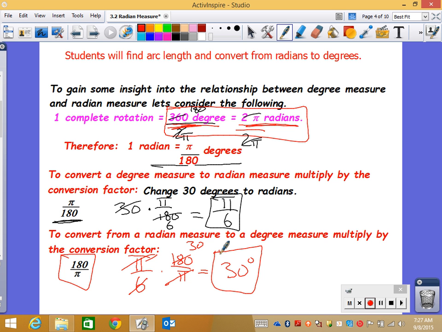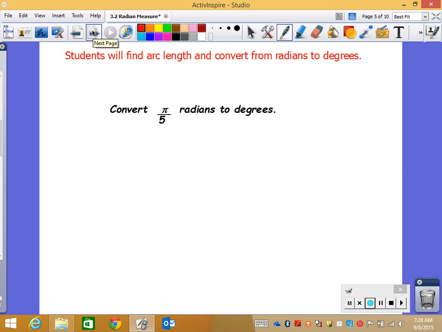So these two ratios, pi over 180 and 180 over pi, can convert back and forth between degrees and radians. So you're going to want to memorize those for the quizzes and tests and for life, because math is fun, and we always want to remember what we learn in math. So let's convert pi over 5 radians to degrees.